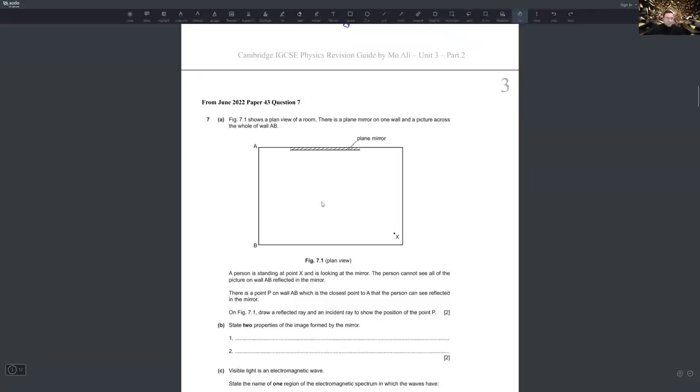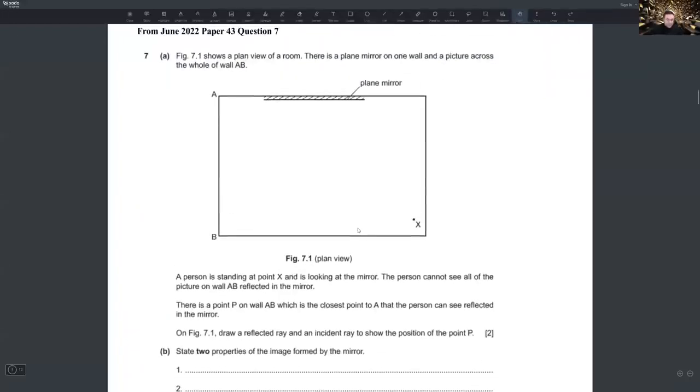Let's solve a couple of questions. Now, I'll be honest with you, reflection questions do not show up very often or very much at all. But let's solve a couple of them first. This is from June 22.